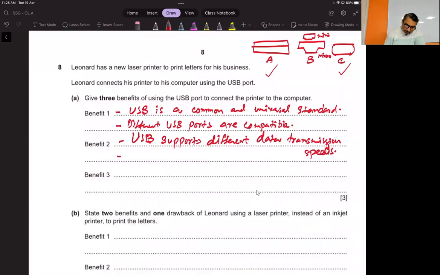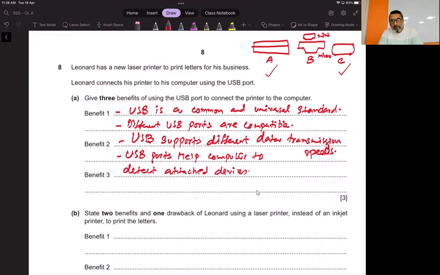Now, USB ports help computers to detect attached devices. So as soon as you attach a device with the computer, it will be detected right away.